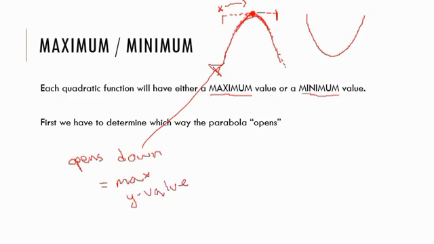And it's the opposite here. As my x's get bigger, so as I go from left to right, my y values get smaller and smaller and smaller until a certain point. Then at that point, my y values are going to start increasing again. So there is a minimum. So if it opens up, there is a minimum y value.